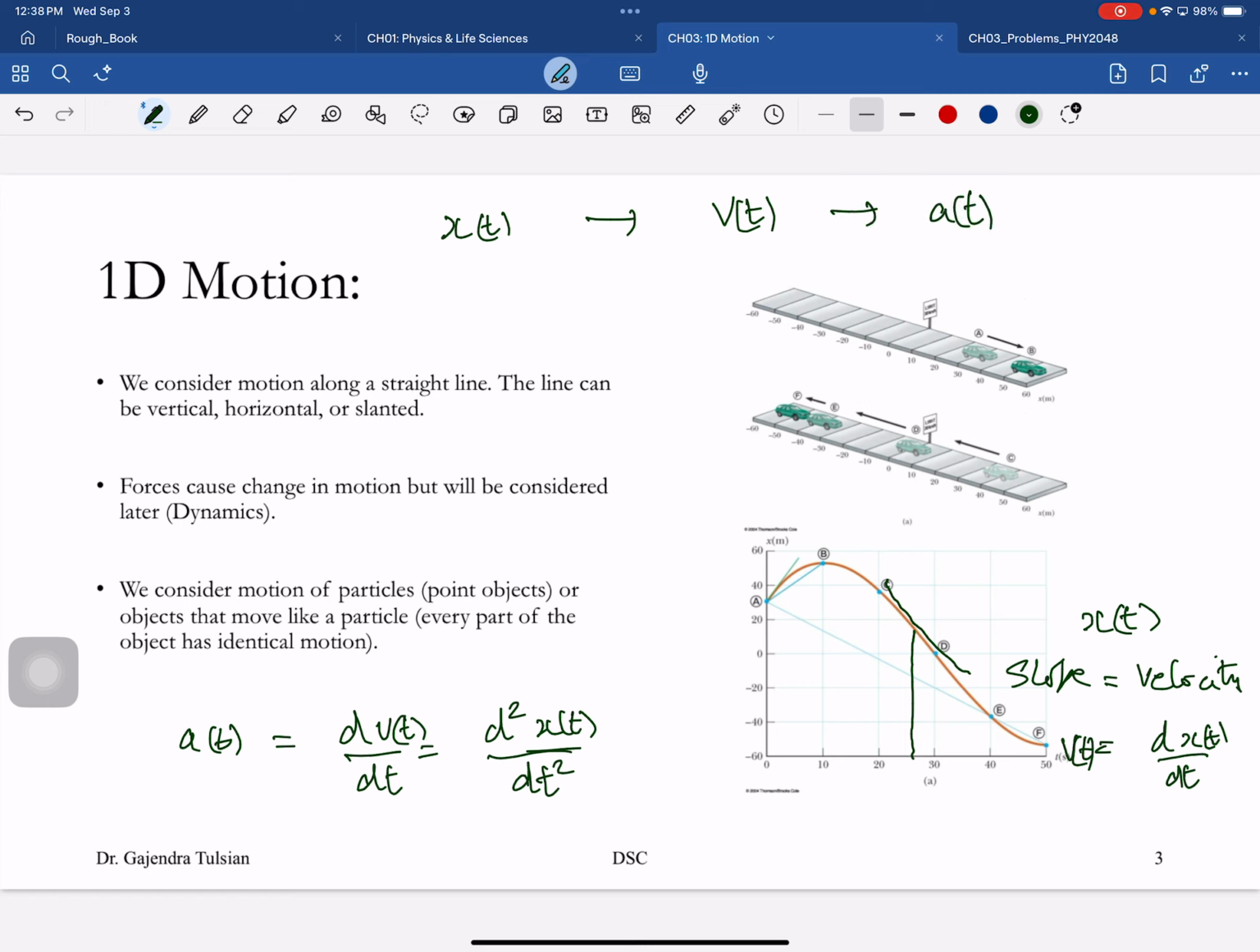Now, if you make it to the big leagues, then you might be interested in the time rate of change of acceleration, which is called a jerk. It really is called a jerk. All right. So when somebody asks you to describe a motion, what are they asking you? They're asking you to give the position as a function of time. All right, so we'll consider motion along a straight line.